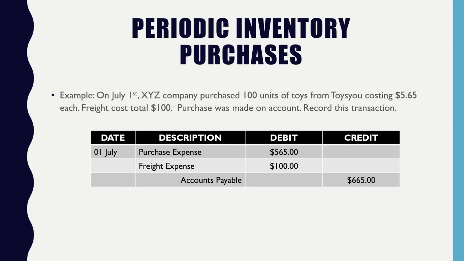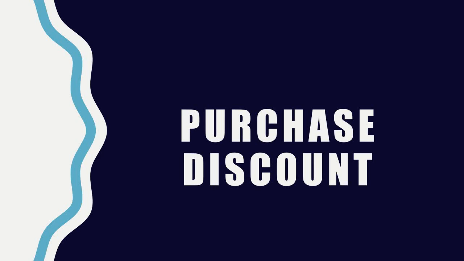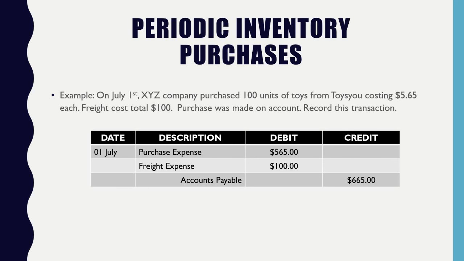So yes, this is exactly what you need to do when you're dealing with periodic inventory. So again, you're creating an expense. All right? So that's it for that one. Okay, does everyone understand? We're going to practice this again when we move on to our exercises. We're going to be practicing this over and over and over again.